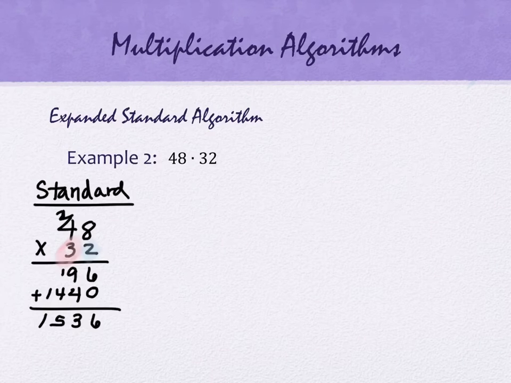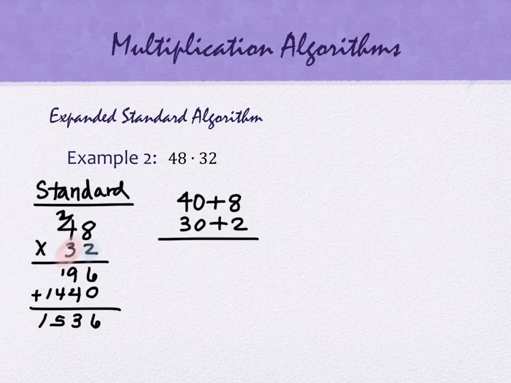So we're going to take the number 48 and we're going to separate it into its pieces. That is by place value, 40 plus 8. And we're going to do 30 plus 2. Okay? And what we're literally going to do is we're going to multiply up and over, okay, just like we did with the standard algorithm. But we're actually doing it with the numbers with their place value.